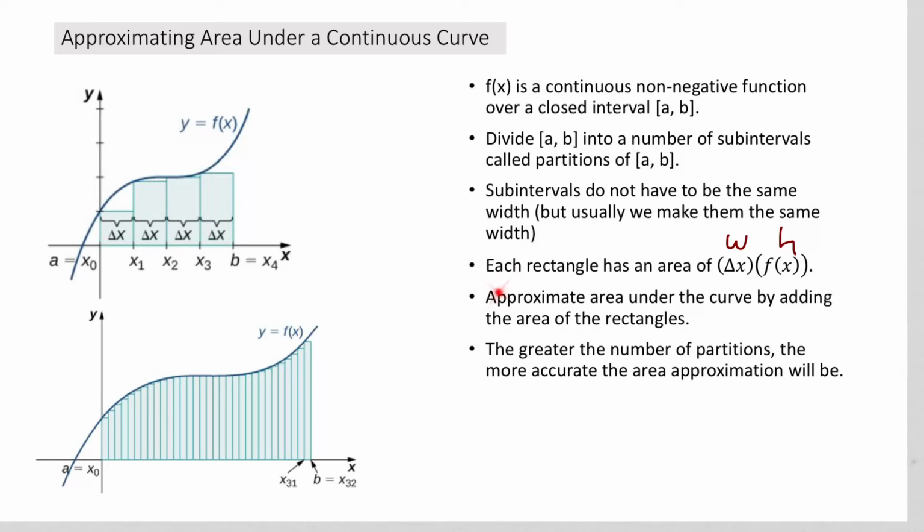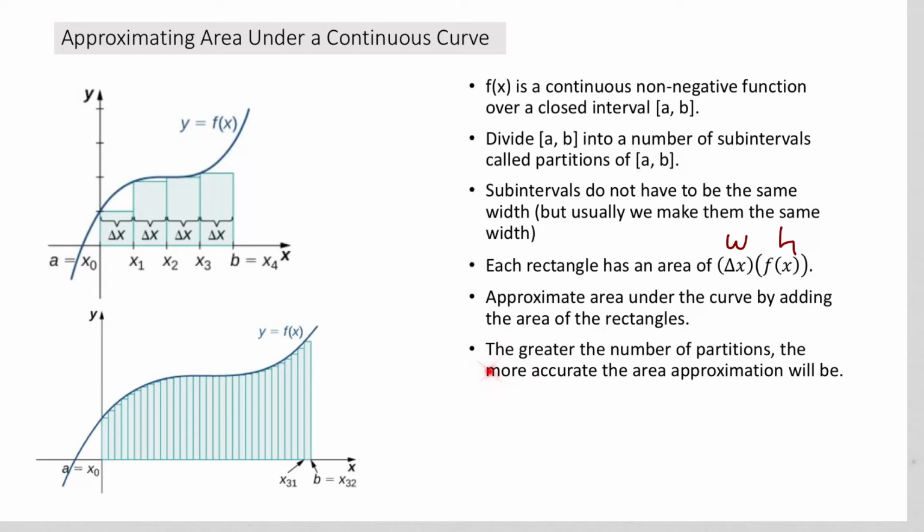So we can say that each rectangle has an area of width times height, where the width of the rectangle is the width of your subinterval, delta x, and the height of your rectangle is the y value where it touches your graph. So you can approximate the area under the curve by adding the area of all of these shaded rectangles.